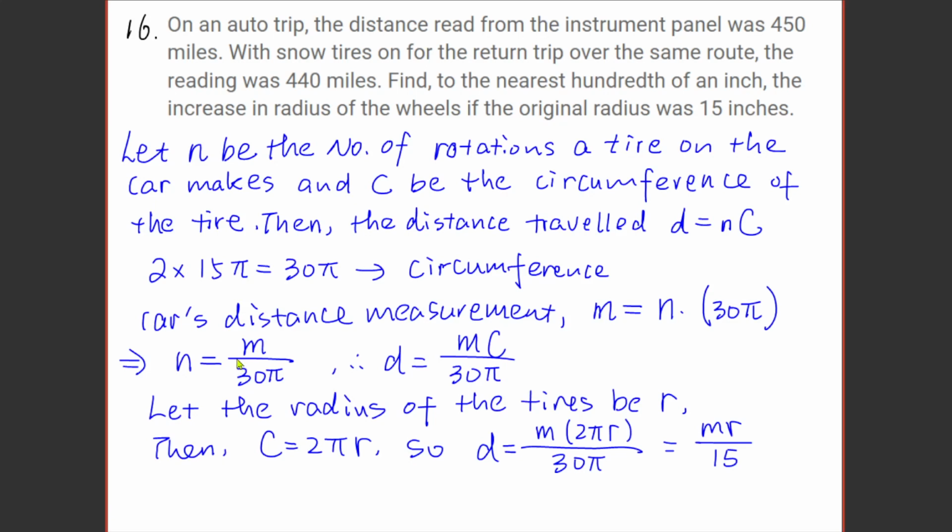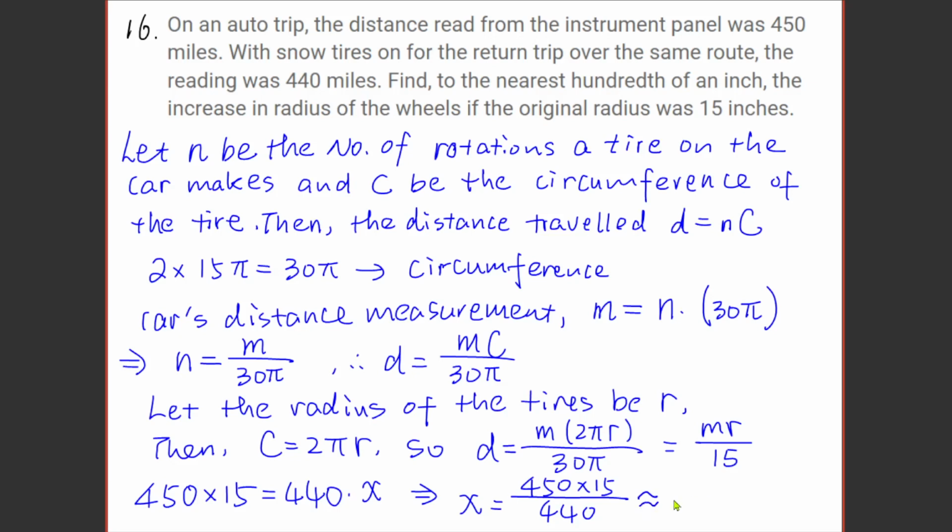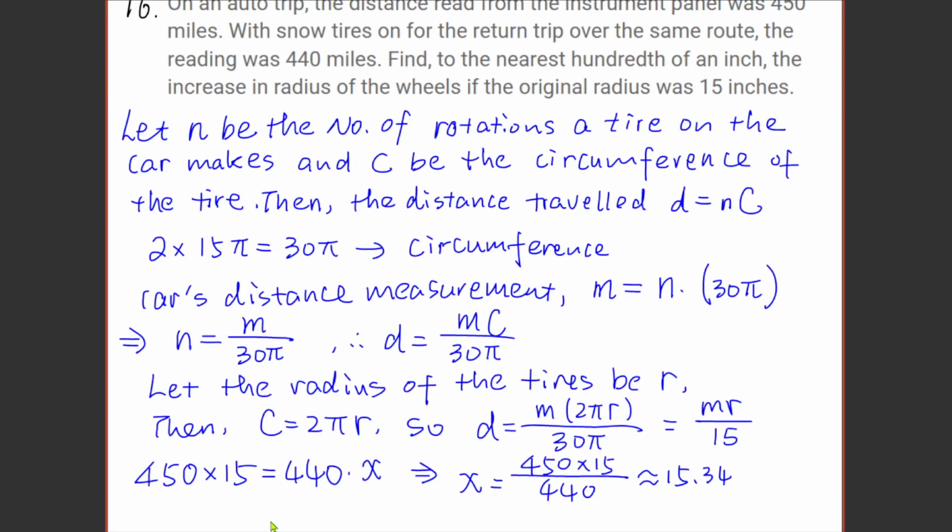Calling this new radius x, we then have 450 times 15 should equal 440 times x, right? And you can calculate x equals 450 times 15 over 440. And this is approximately 15.34. Therefore, the radius increased by 0.34 inches.